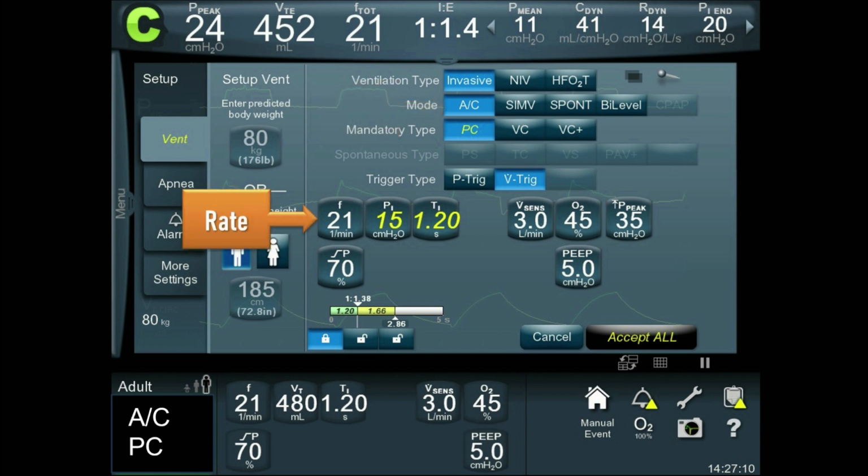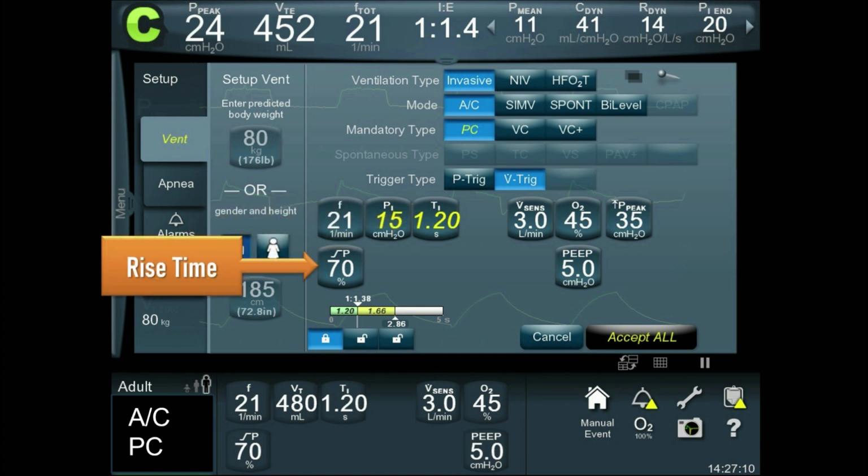You set a respiratory rate. You set an inspiratory pressure. This is the IP. The PEEP and the IP equals the plateau pressure, or the pressure limit as I prefer to call it. Here is the FiO2, here is the PEEP, and here is the inspiratory time. They're the real core parts of pressure control. On modern ventilators, you also get to set a rise time.